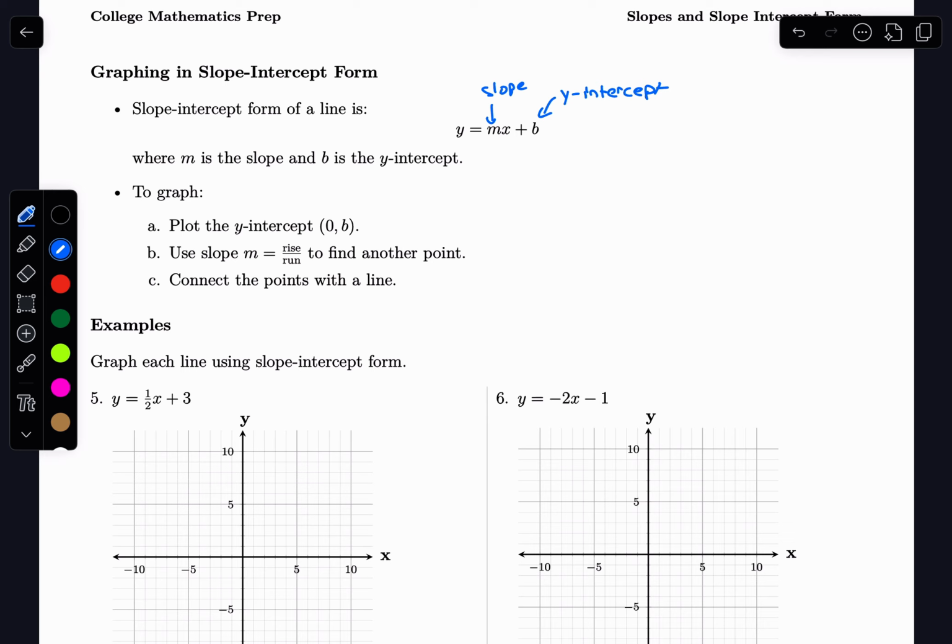In order to graph this, we're going to first graph the y-intercept, which is 0 comma b. That's the definition of a y-intercept: it's 0 comma that y-intercept value. So in this case, that's our b value. Then we're going to use the slope to find the next point on the graph by using the rise over run to go from one point to the next. And then we'll connect those points with a line.